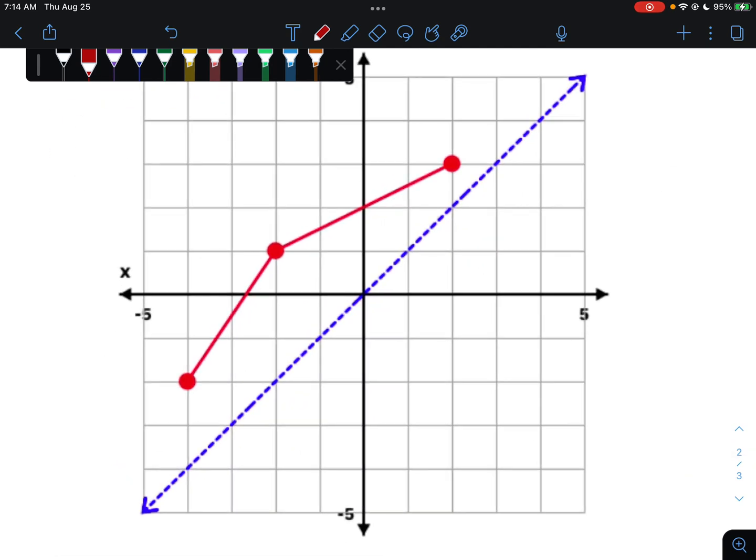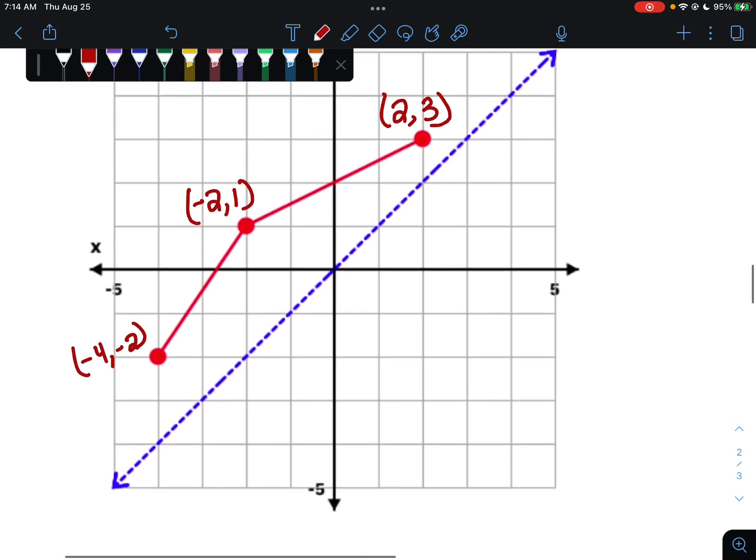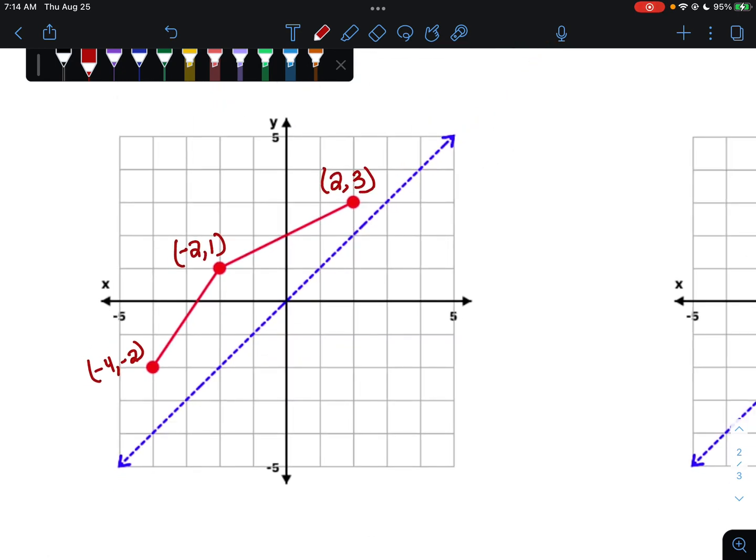So I have, let's see, we go over 1, 2, 3, 4, -4, we go down 2. So this point right here is -4, -2. Then I have the point -2, +1. And then I have the point +2, 3. All we're going to do is switch those x and y points to get our new values. So instead of -4, -2, our new point is going to be -2, -4.